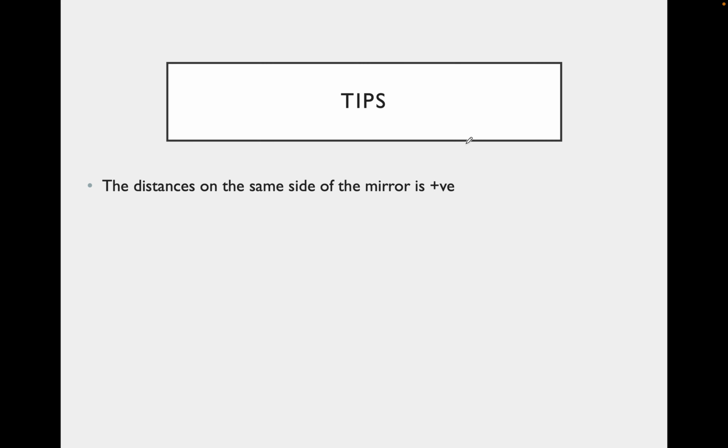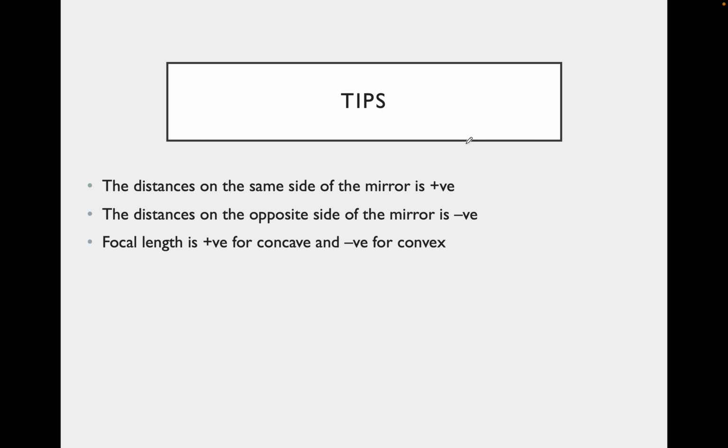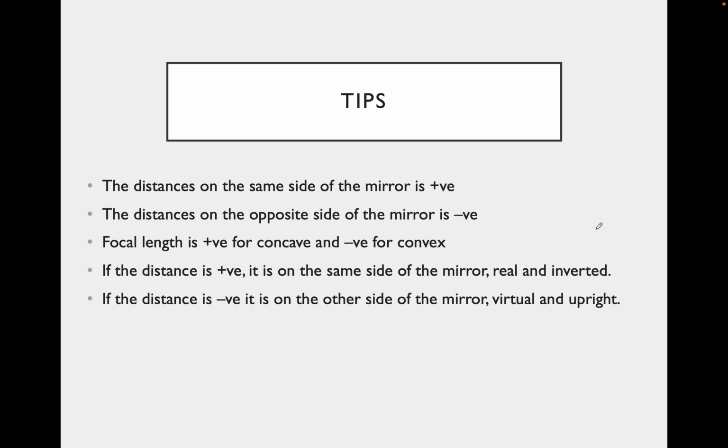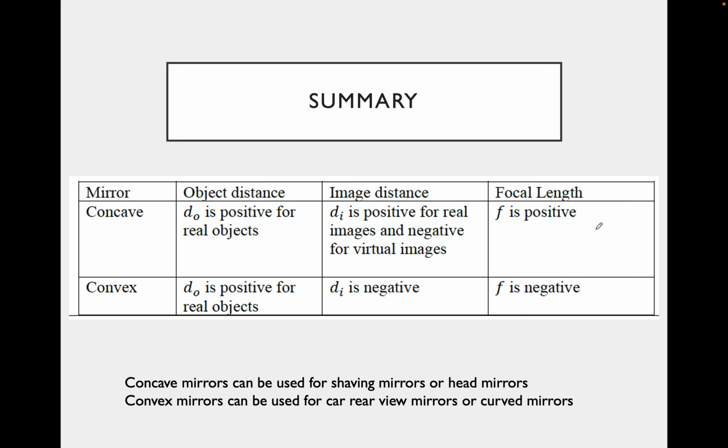Couple of tips: the distance on the same side of the mirror, we will call positive. If the distance is on the opposite side of the mirror, it will be negative because it's a virtual image. For focal length, on a concave mirror it will be positive. Convex will be negative because all convex images are on the right hand side. If the distance is positive, it's on the same side of the mirror, it will be real and most likely inverted. If it's negative, it will be on the opposite side, virtual and upright.